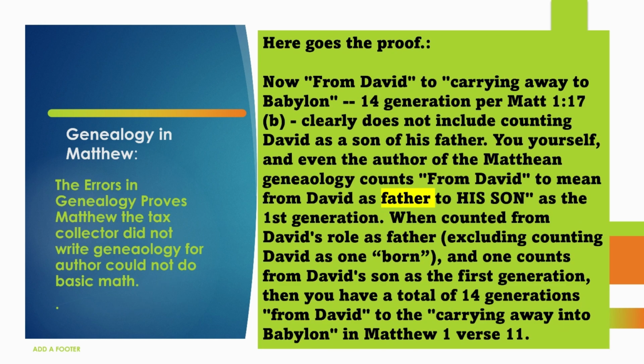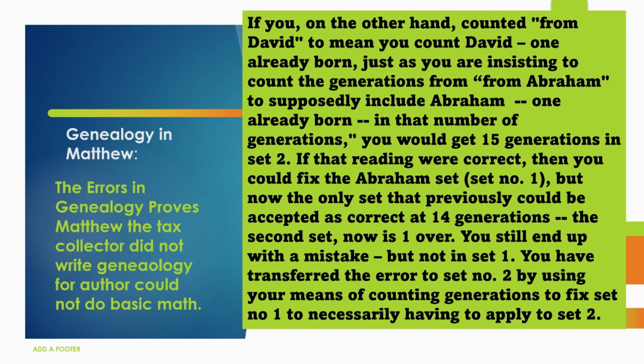So, okay, hold on. We're going to come back over here. If you, on the other hand, counted from David to mean you count David, one already born, just as you're insisting to count the generation from Abraham to supposedly include Abraham, one already born, in that number of generations, you would get 15 generations in set 2. In other words, if you count David, besides Solomon, Solomon's father gets counted as well. Now you have 15 generations in set 2. So you would end up creating set 2 being wrong, even though it's correct. It has 14 generations when you use the proper definition of generations.